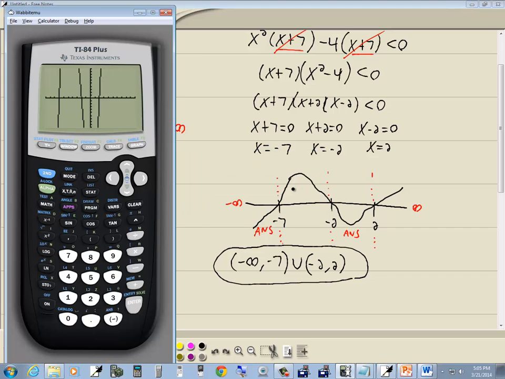And that's solving polynomial inequalities with the help of a TI-84 Plus calculator.